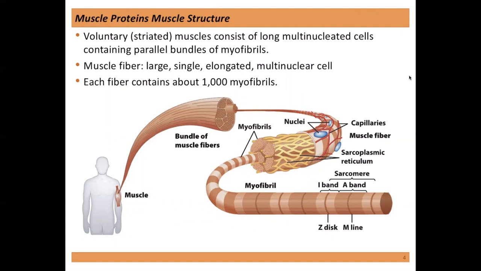You can see in the myofibril level, we've got the sarcomere, we've got I bands, A bands, Z disc, M lines. And we've got to understand that this isn't even down to the protein level. So our muscles have multiple levels of organization. But we're really going to just focus on what's happening at the myofibril level.